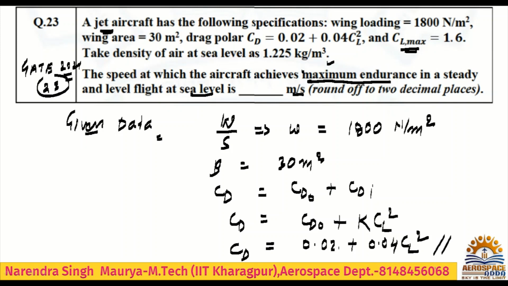All right, CL max, here I will write CL max is also given, how much is it, 1.6. So basically CL max is sometimes given so that you can understand what the stall speed is.